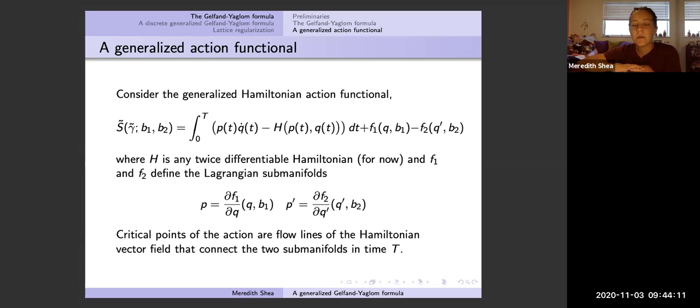So really what these two Lagrangian submanifolds do is they're just a new type of boundary condition we can consider on the action. But the nice thing is we can explicitly throw it into the action functional here.